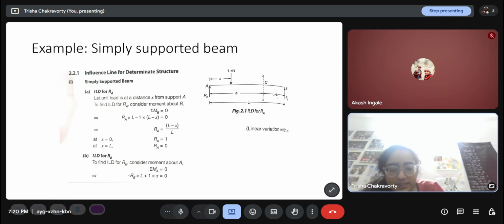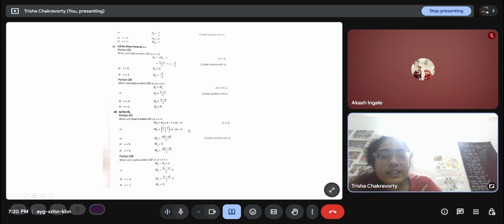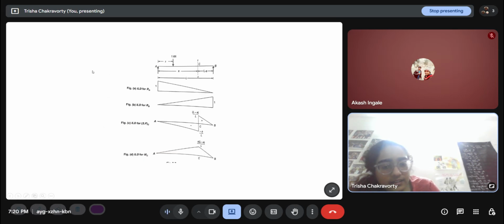Similarly for RB, to find the ILD for RB, let's take the same diagram and consider the moment about A. What we get is RB into L in the anticlockwise sense, so it's minus RB into L, plus 1 into X, because this is X here. I'm considering the same diagram. So this is minus, this is plus, because they're in opposite senses. So RB is X by L. At X equal to 0, RB is 0, and at X equal to L, RB is 1, just the opposite of RA. So this looks like this. It is also a linear diagram which is proportional to X, so it goes from 0 to 1.